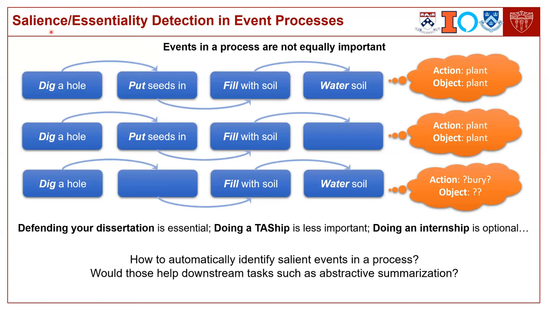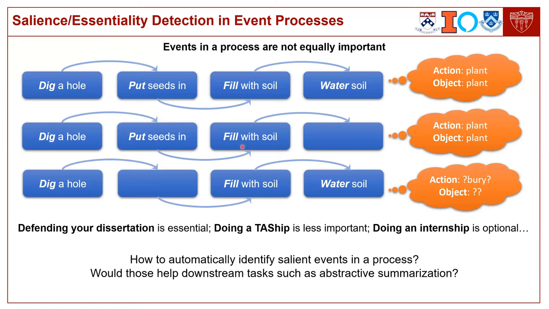Let me first clarify. As I mentioned, salience and essentiality are actually different. Previously, I didn't talk about the difference. Essentiality refers to the steps which are physically or causally important, which means that if you remove this step, the entire process will not physically or causally continue. And salience means when you describe a process, some steps are important, such that if I omit some of those in the description, other people will not understand the process.